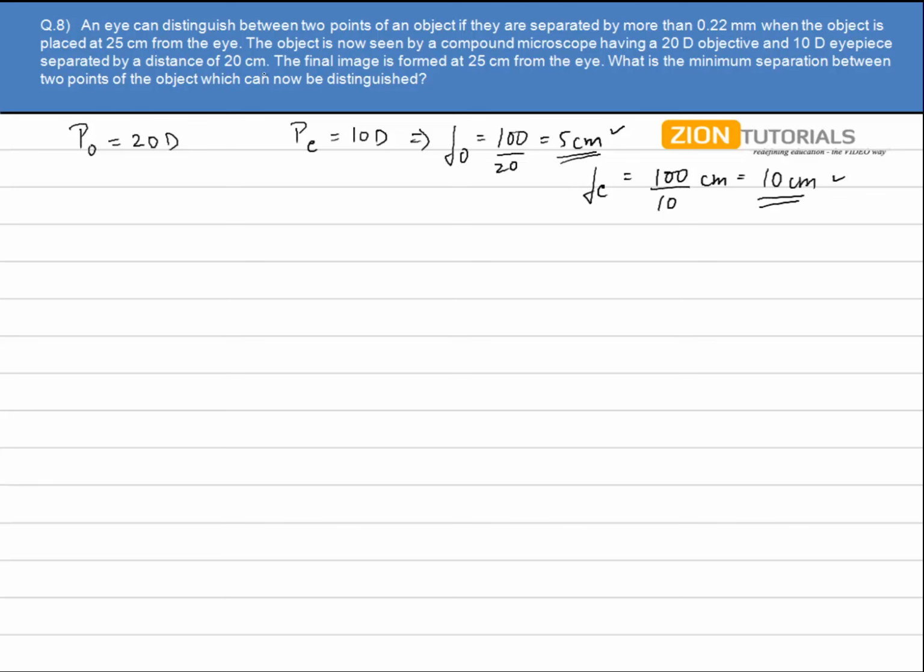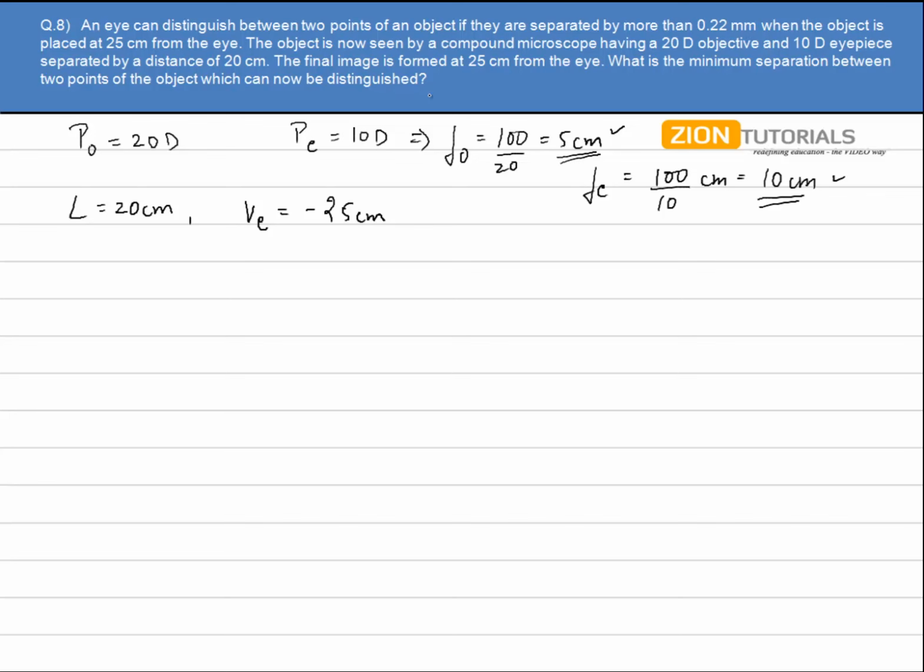Now they are separated by a distance of 20 centimeter. L is 20 centimeter, which is given to us. The final image is formed at 25 centimeter from the eye. That means VE is equal to minus 25 centimeter. Now it is asking what is the minimum separation between the 2 points of the object which can now be distinguished. Now the question is a little tough.